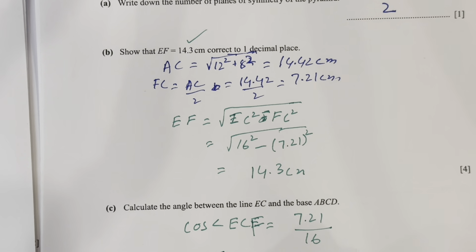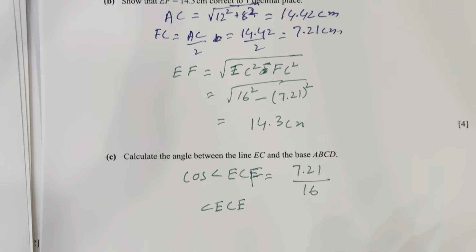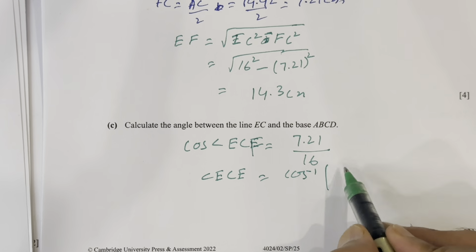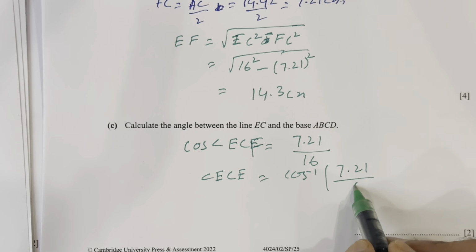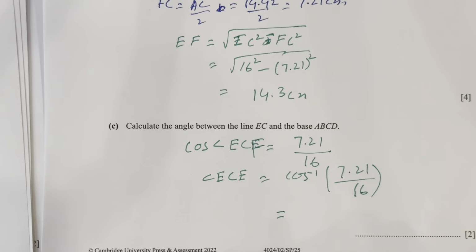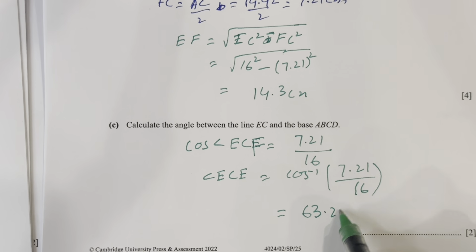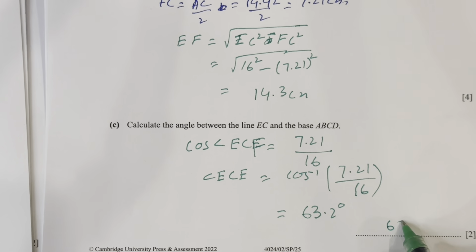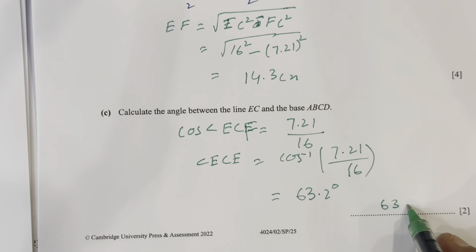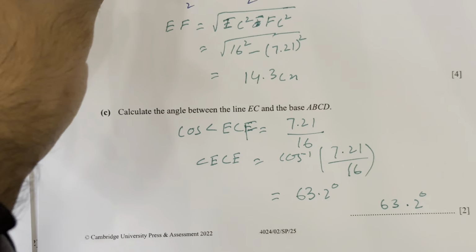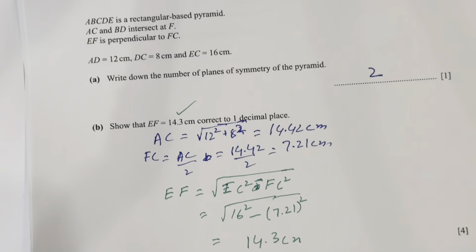By taking the inverse of this value, cos inverse of 7.21 divided by 16, our answer would be 63.2 degrees, because our instruction was saying that you need to take the angle's value to one decimal place. That's why we are showing 63.2 rather than 63. Okay, so this was the easy part.